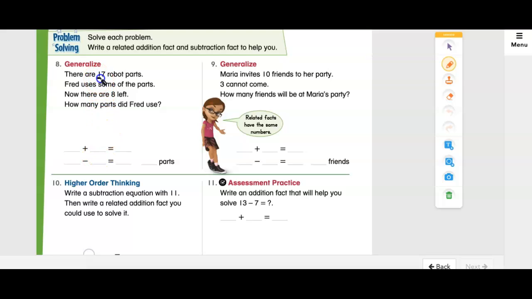So if there are 17 robot parts, Fred uses some, so we don't know how many, it just says some. But now there are 8 left. Let's write our addition equation first. So how many robot parts are there total? We have two numbers, 17 and 8.